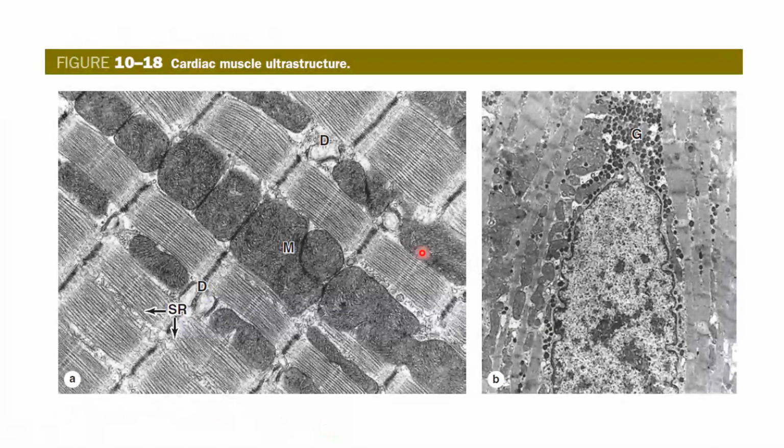So these both are electron microscopic views, right? Here, these are mitochondria. And here you can find the sarcoplasmic reticulum. And these are the T-tubules and the sarcoplasmic reticulum situated close together. Here, these are glycogen granules. And this is the nucleus.